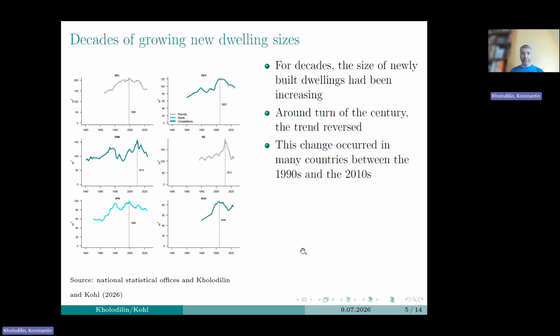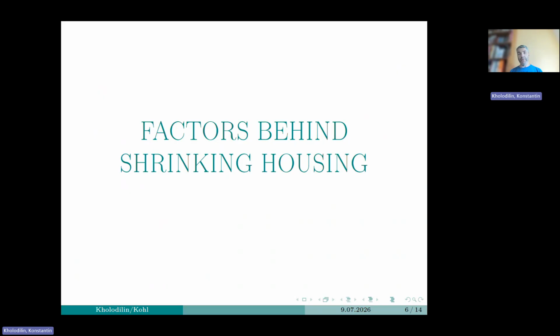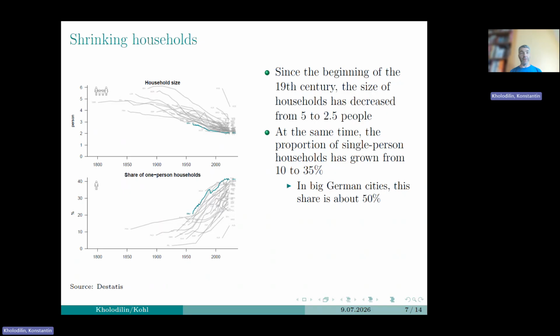So what led to these changes in the average newly built housing size? Well, one factor is the demography, and in particular, the shrinking household sizes. So here we have data on the average sizes of households. We see that 120 years ago, there used to be 5 persons on average per household. Now there are 2.5 persons. In some countries like Germany, even 2 persons per household.